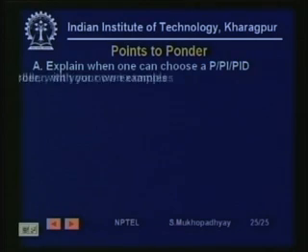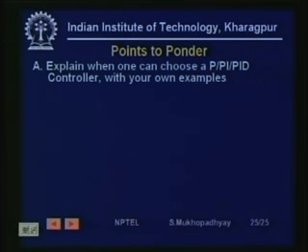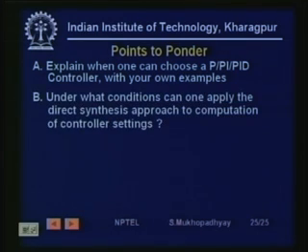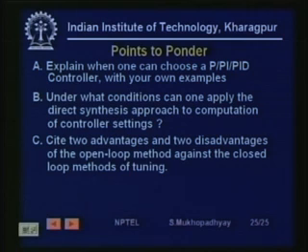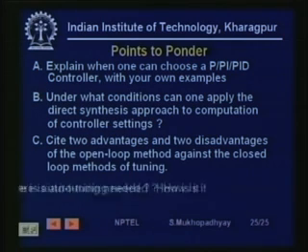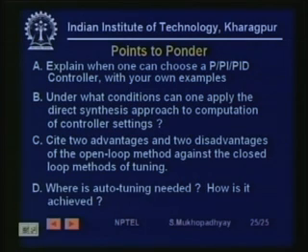Points to ponder for you: you can try to find out in what situations P, PI and PID controllers are to be used. All the answers are in this lecture only. And you can try to find your own examples of processes, and under what conditions one can apply a direct synthesis procedure. Let's say in your application processes, whether you can apply it or not, and if you can or cannot, why. You can also cite two advantages and disadvantages of the open loop method against the closed loop method. And finally, you can find under what situation an auto tuning feature will be needed and how auto tuning is achieved. One procedure is already given in the lecture. So, here we end. Thank you very much.